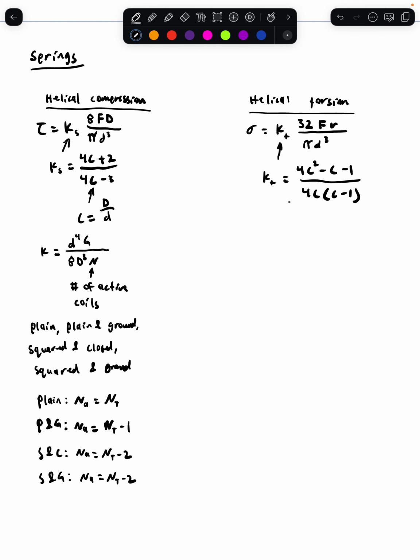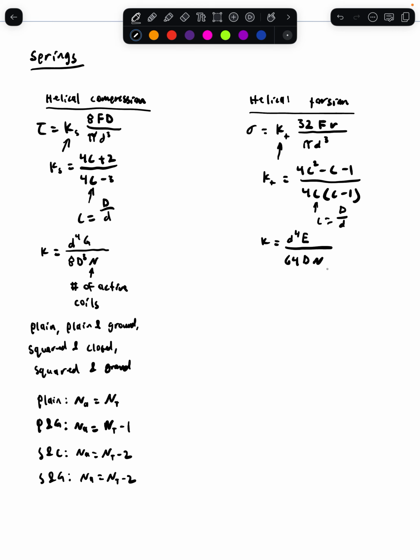And again, this is just to account for the fact that it's not under pure bending. There's other forces or loads, stress concentrations in there. This C is the same as before. It's big D over little d. And then for the spring constant, we have k equals d to the 4 times E, which is the modulus of elasticity, or Young's modulus, divided by 64 times big D times N. And again, N is the number of active coils.